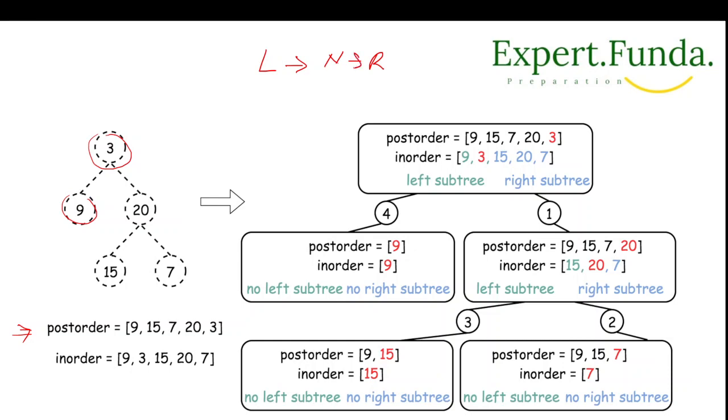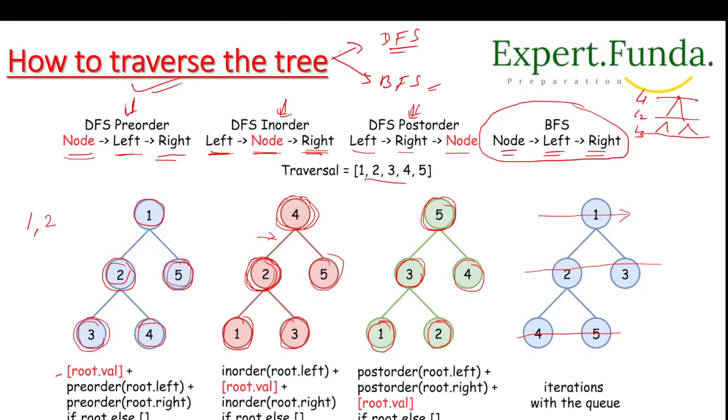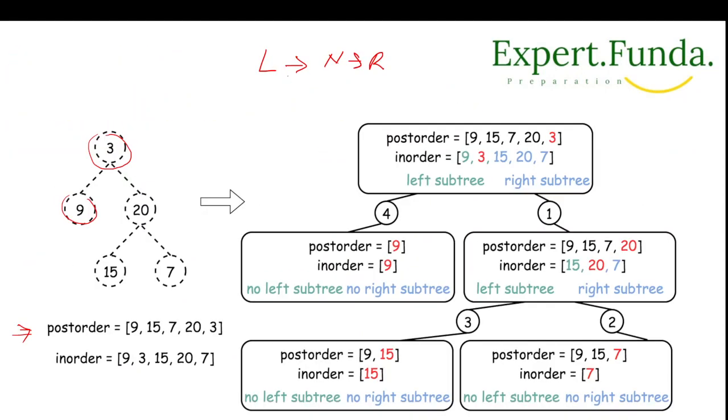You can see in the in-order, we go to left, node, and then right. That's why I'm saying in-order: we go to left, node, and then right. So first we will take 9 as the left subtree, then this is our root, and the rest of these things will go to the right subtree.